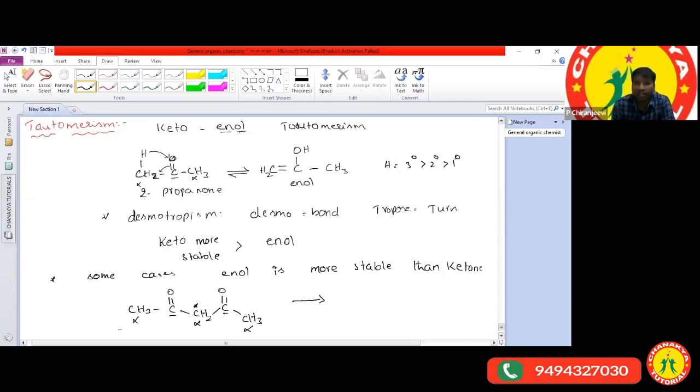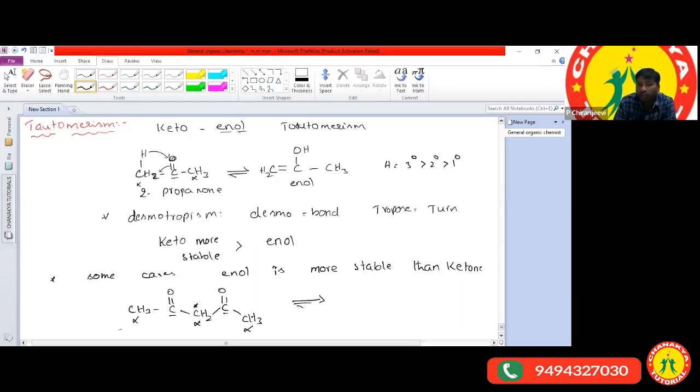Okay, so now you got the clarity, sir. So tertiary is more reactive than secondary, and secondary is more reactive than primary. So this one is more reactive. This hydrogen is involved in the tautomerism. Which hydrogen, sir? Sir, the secondary hydrogen is involved in tautomerism.